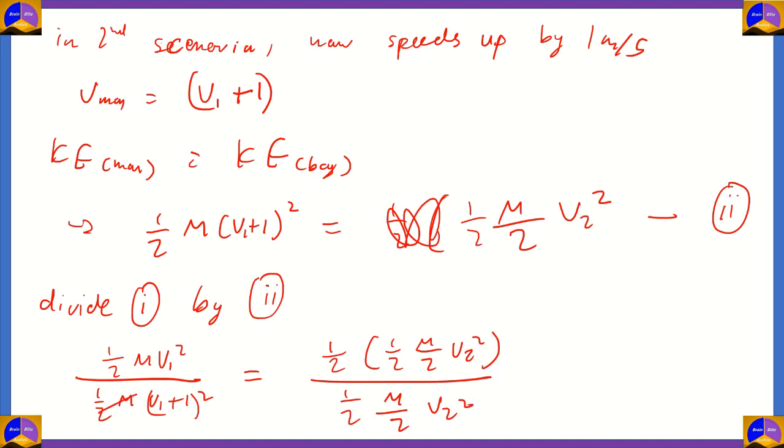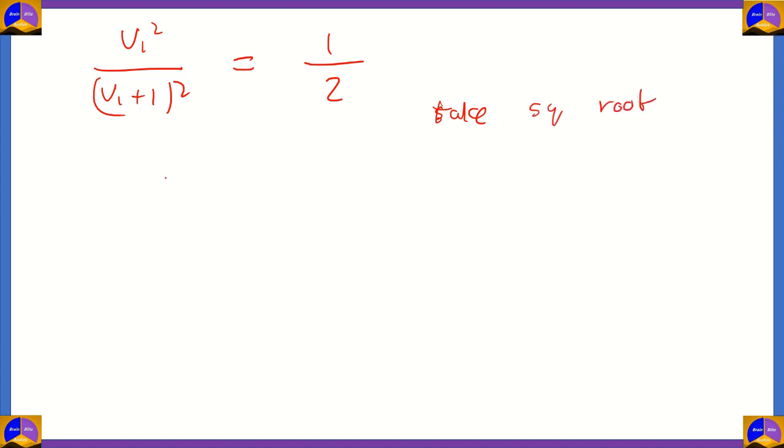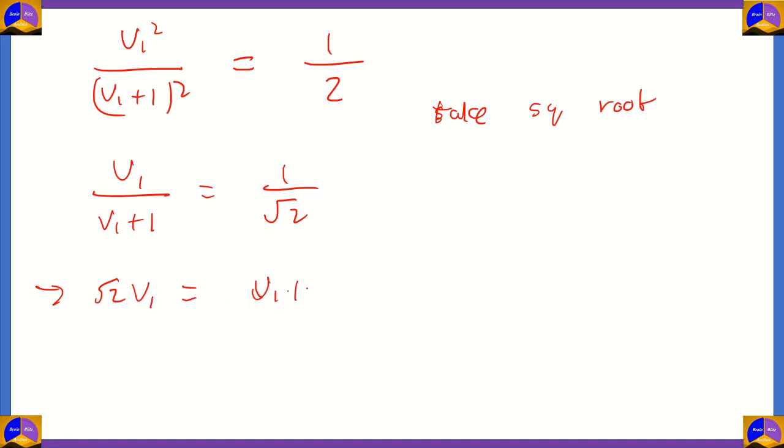So half m cancels out on the left hand side. On the right hand side, half times m by 2 v2 squared gets cancelled. So therefore, the relation we have left is v1 squared divided by v1 plus 1 squared is equal to 1 divided by 2. So now, instead of complicating matters by expanding the denominator, we take the square root. So therefore, v1 divided by v1 plus 1 gives you 1 by root 2. So therefore, root 2 times v1 equals v1 plus 1.